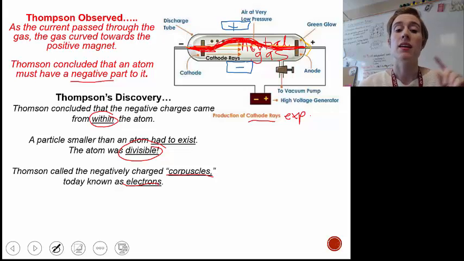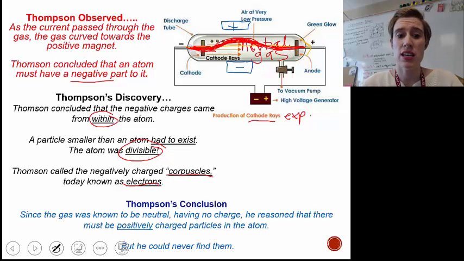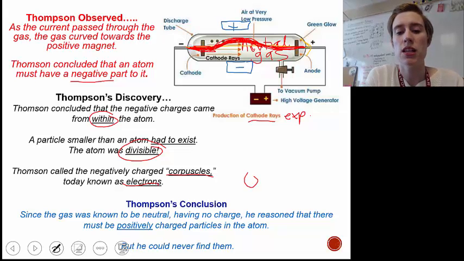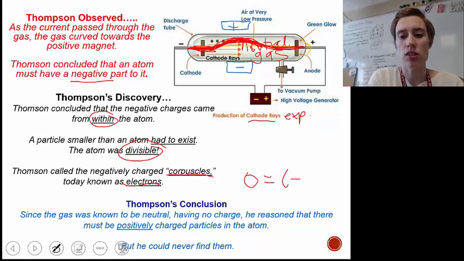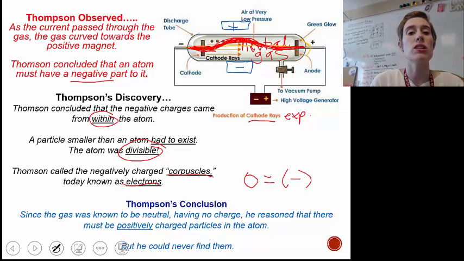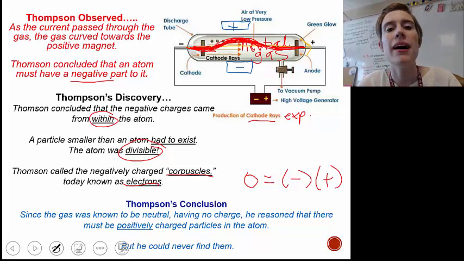But Thompson's a smart dude. So he concluded something crazy. He said, whoa. Everyone hold your horses and stop the carriages. This atom is a neutral atom. It's a neutral gas. And yet, it's got a negative part to it. How did that happen? If this is a neutral atom, its charge is 0. It's not positive, it's not negative. And it has a part that's negative to it. Well, in order for it to still be neutral, it would also need a part that's, you guessed it, positive.